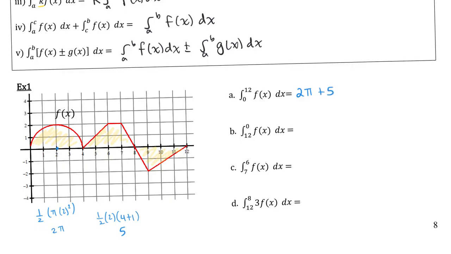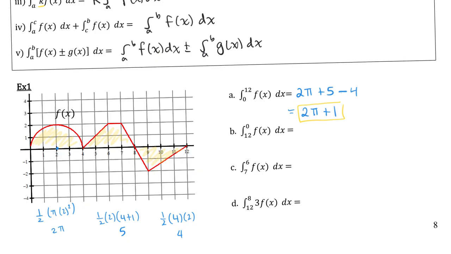The triangle is below the x-axis, so I'm going to subtract the results of the triangle, but the triangle is 1/2. What's the base? 4. The height is 2, so that's 4, so I'm going to subtract 4. So the integral from 0 to 12 of f of x dx is 2 pi plus 1. It's a positive result, which looks correct, because it does look more positive.